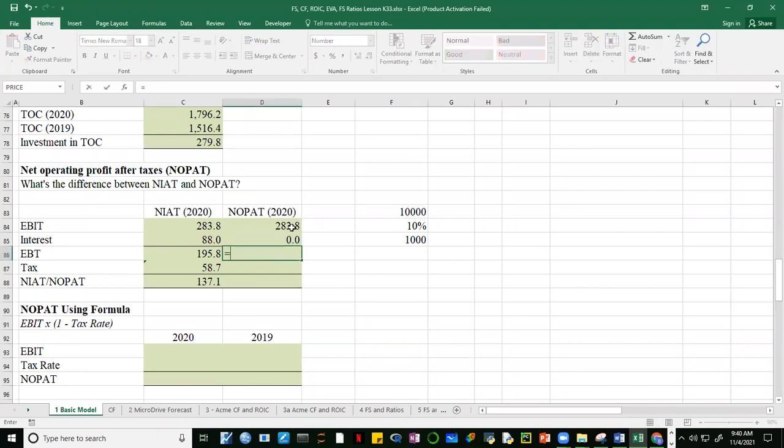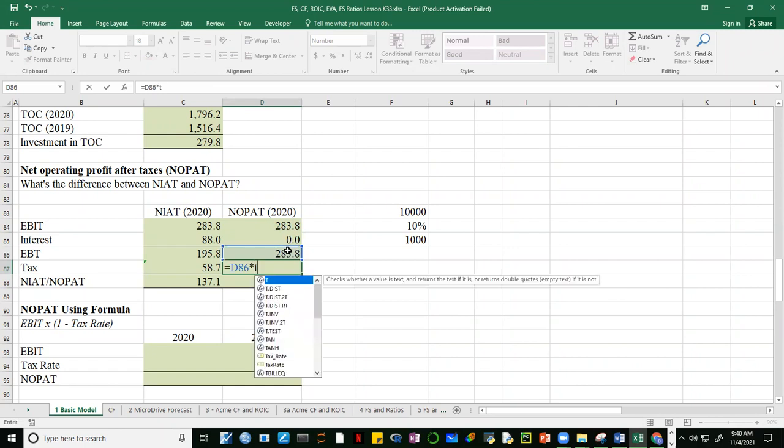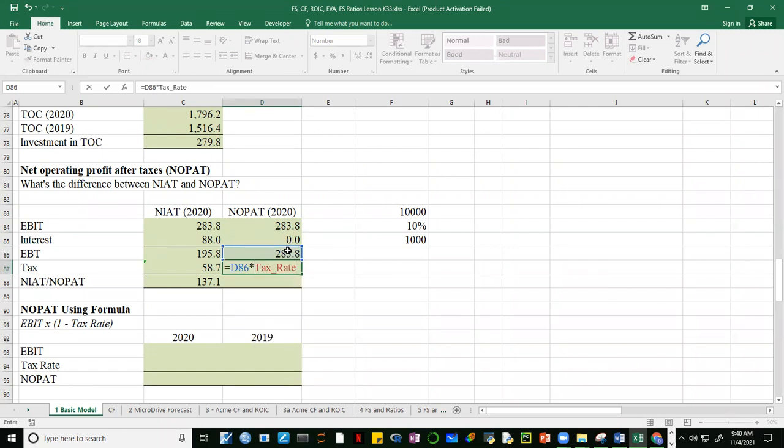Therefore, our earnings before tax will simply be equal to your EBIT. So the tax will now be based on the earnings before tax, or your EBIT, since they're the same, times the tax rate. Control Enter. So it's 85.1. Therefore, our NOPAT is 198.7. So what do we see here, guys?